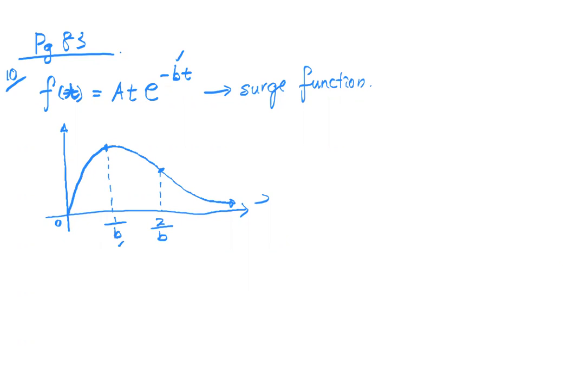This particular search function has a special feature. It has one stationary point, that is a local maximum, which is also the global maximum, and you have one inflection point. That is the point whereby it is decreasing at the fastest rate.